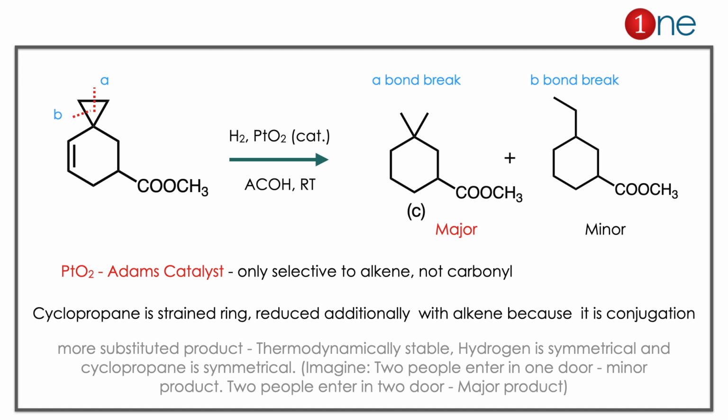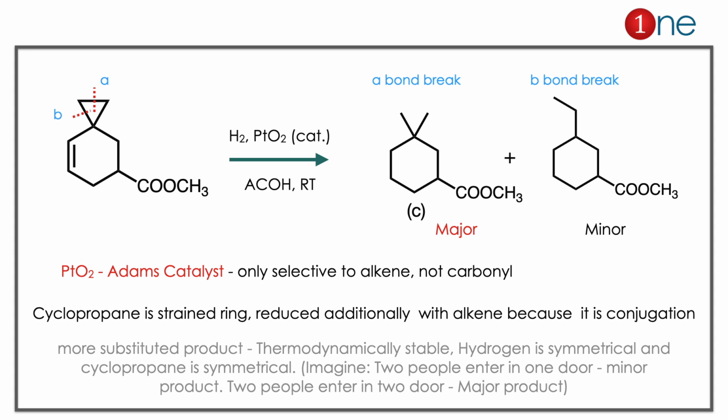The A break is the major one, which is thermodynamically stable. B break is the minor one, because the A break leads to a symmetrical addition of the reagent and the product is also symmetrical. So the symmetrical reagent attacks and gives the symmetrical product. It can be simply understood this way: if one door is entered by two people, it is crowded. Similarly, two doors can be entered by two people easily. So the answer is clearly C.